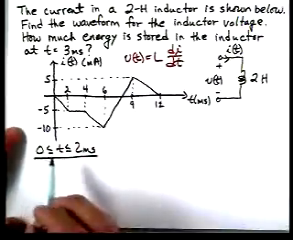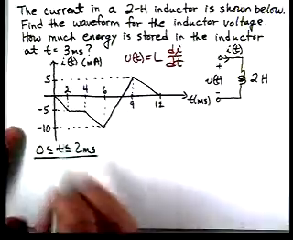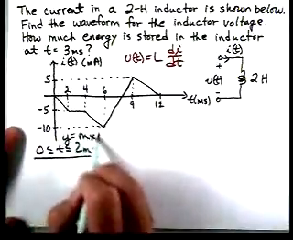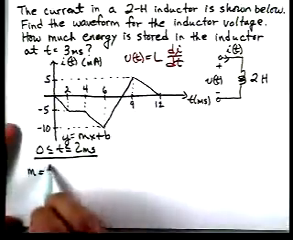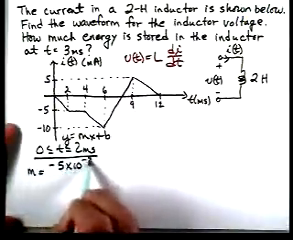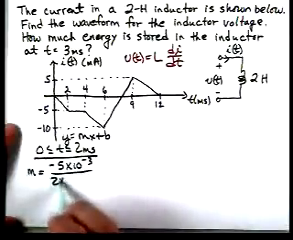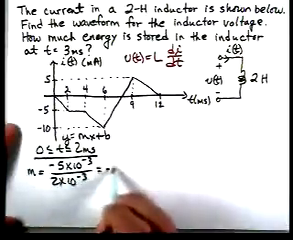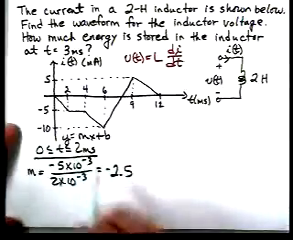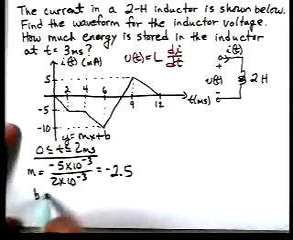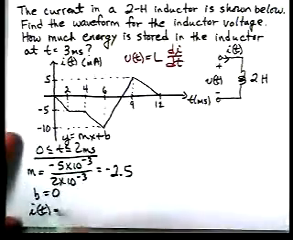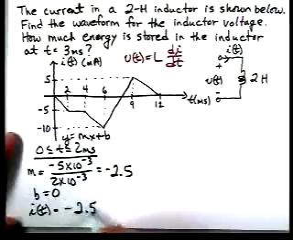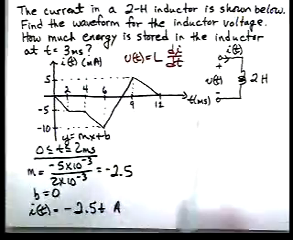Again, we have a straight line, and we remember that y is equal to mx plus b. So for our slope, we're going to have minus 5 times 10 to the minus 3 over 2 times 10 to the minus 3, which is minus 2.5. It's easy to see for this interval that the y-intercept is 0. So the expression for the current over this interval is minus 2.5 t. We've got the time in milliseconds, and the current's going to come out in milliamps.